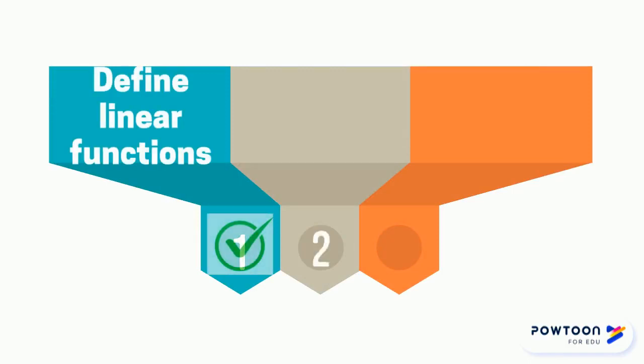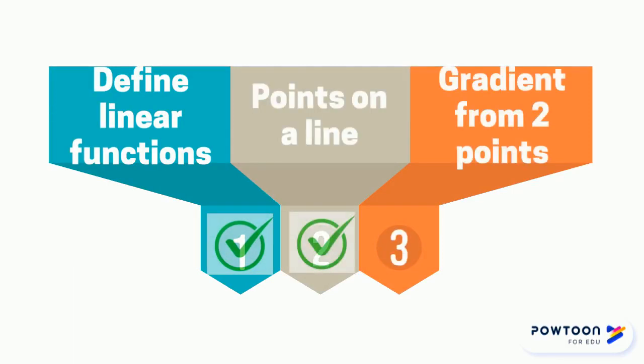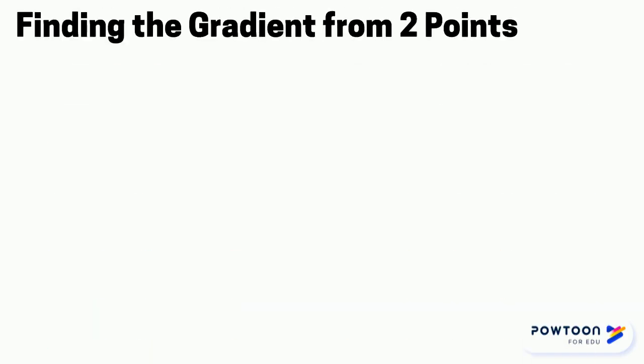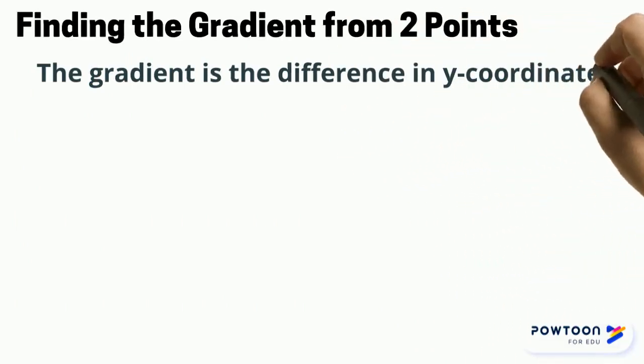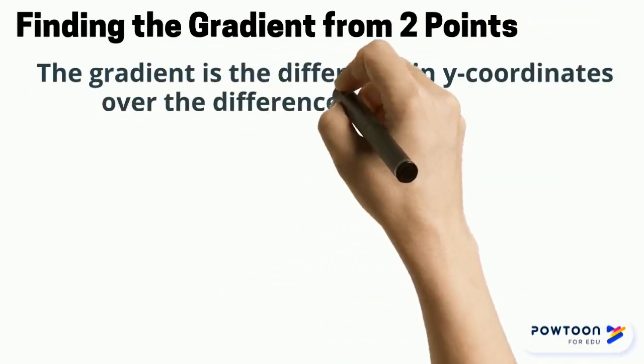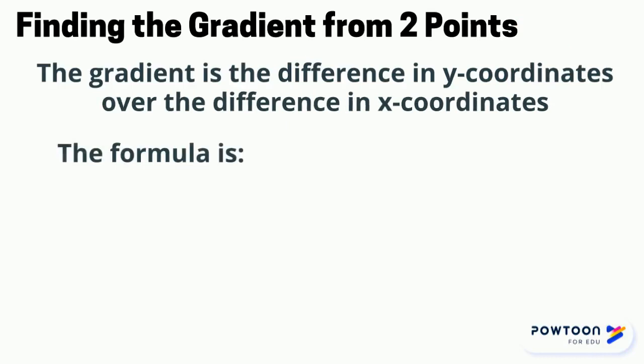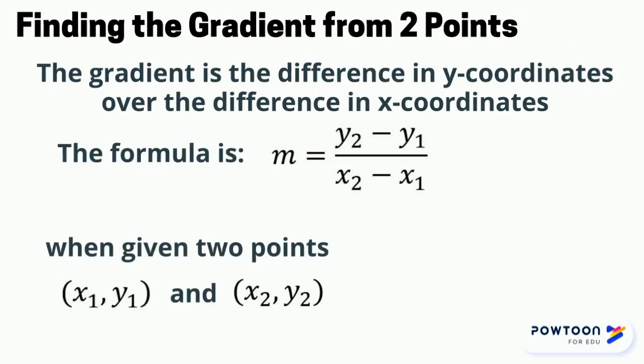Alright, on to our last part of this video. We're just going to be finding the gradient from 2 points that are on the line. The gradient of a line is just simply the difference of the y coordinates over the difference in the x coordinates. So the formula is m is equal to y2 minus y1 over x2 minus x1. Now this looks a bit confusing, but we're going to go through examples and hopefully it'll make more sense then.